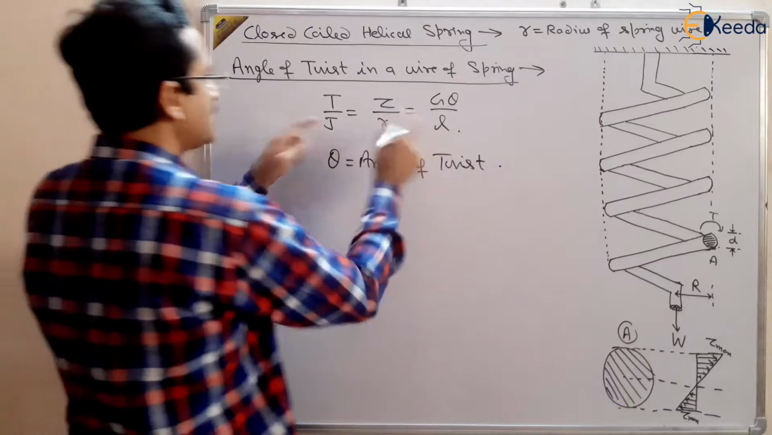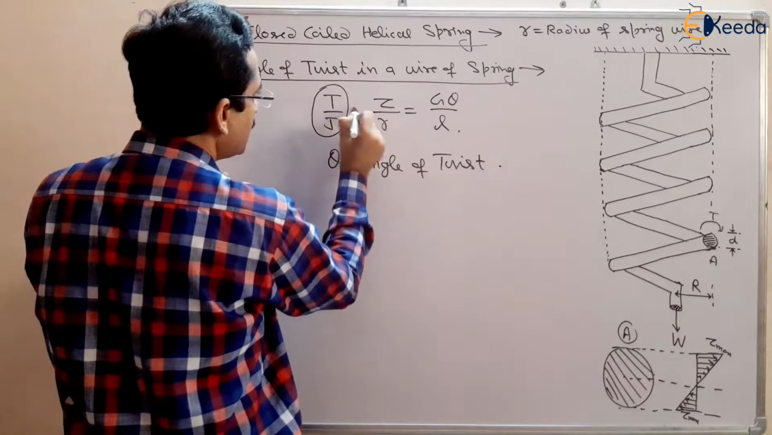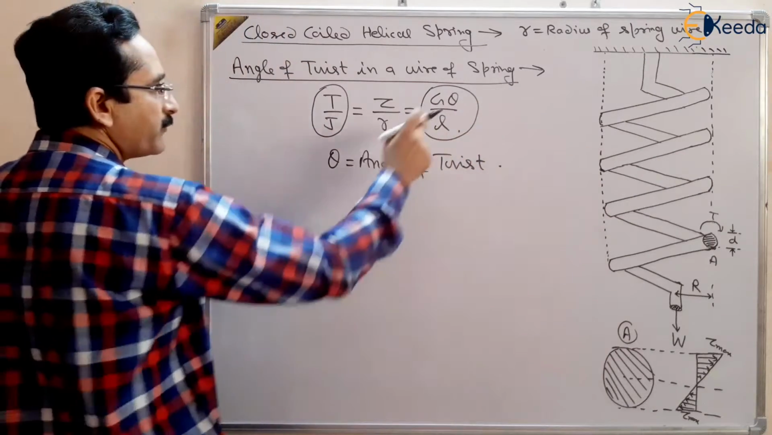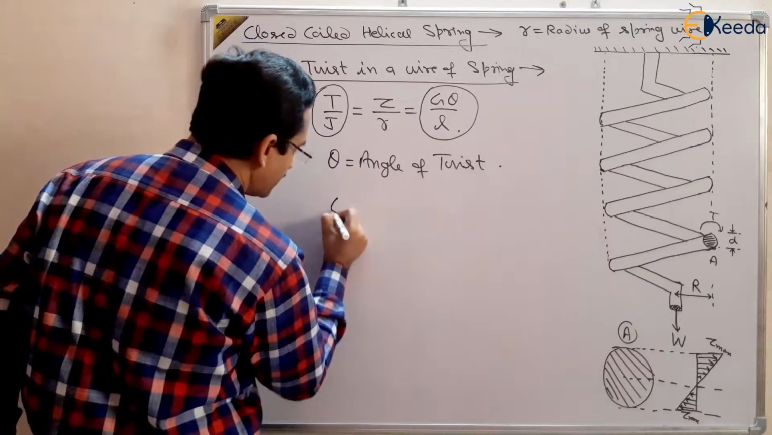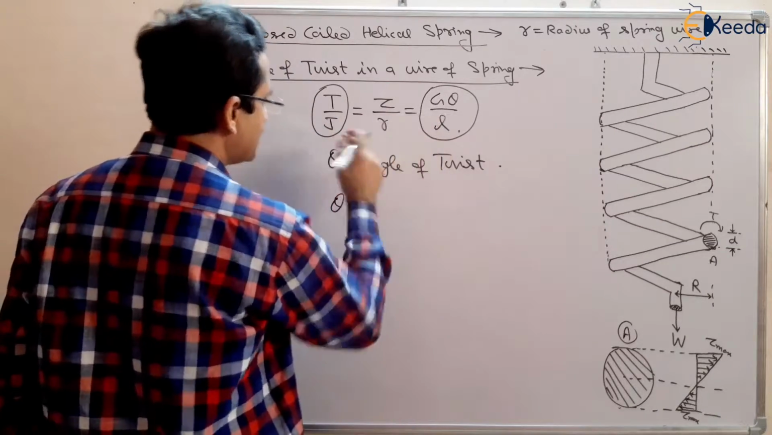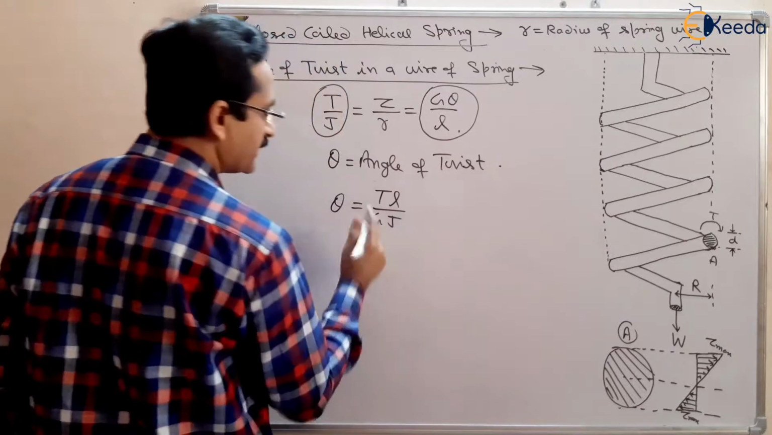So use this equation, T by J equal to G theta upon L, these two terms, and find out theta from here. So what will be theta? Theta will be equal to TL upon GJ. This is our basic equation.